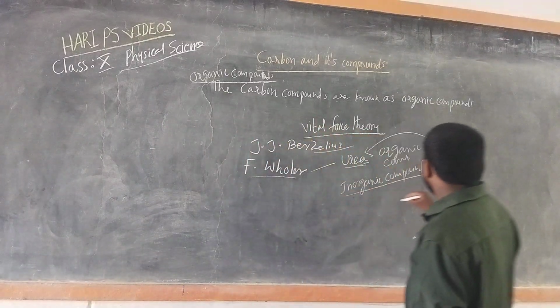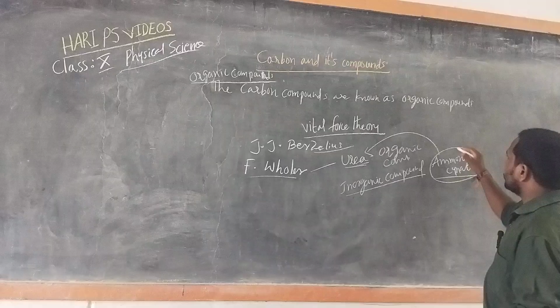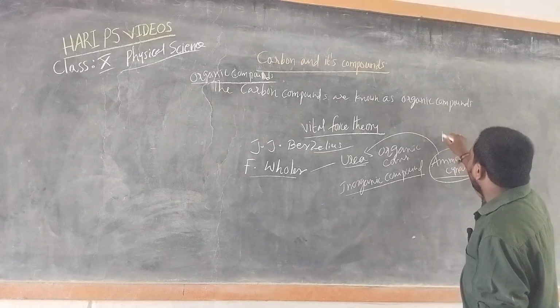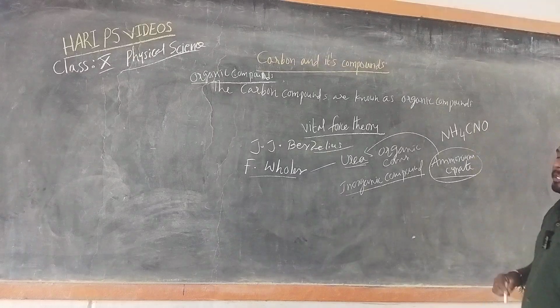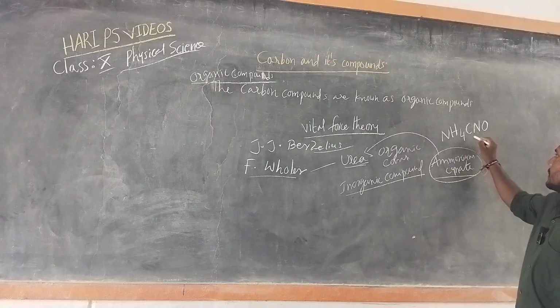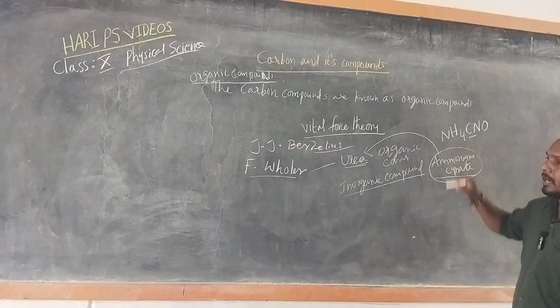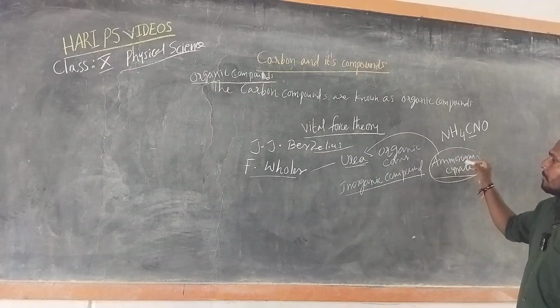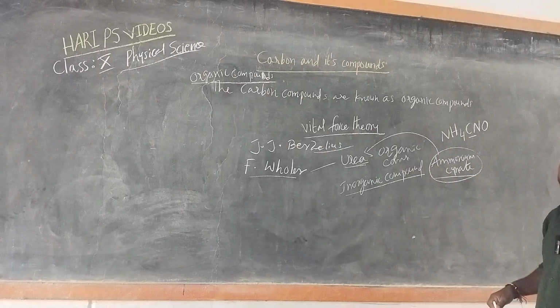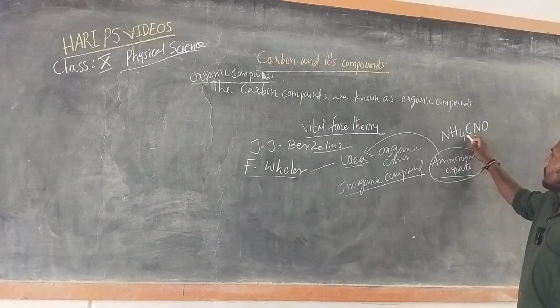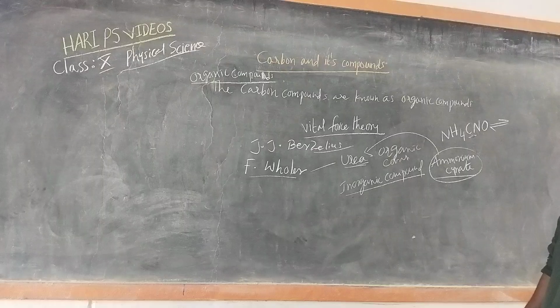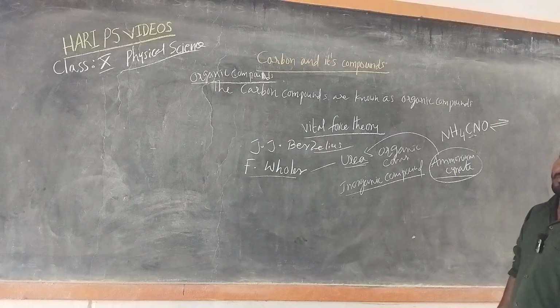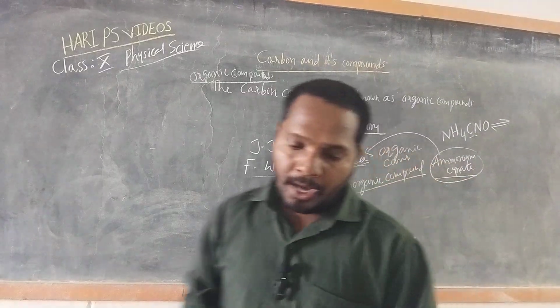Here also, whenever we write the ammonium cyanide formula, NH4CNO, carbon is present. Why is it not called an organic compound? Its properties differ from the organic compounds. On strong heating of ammonium cyanide, Wöhler prepared urea.